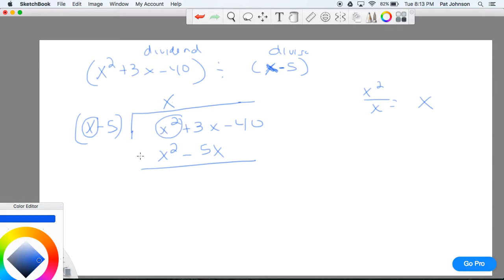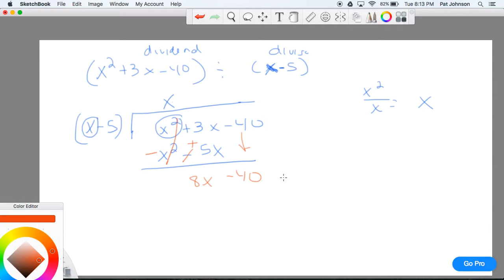Well, we have to subtract this from that. So we have to change all their signs to their opposites. So this becomes negative, and this becomes plus. So now we add them. Anything plus its opposite zeroes out. 3x plus 5x is 8x. Then we bring down the next term, minus 40.